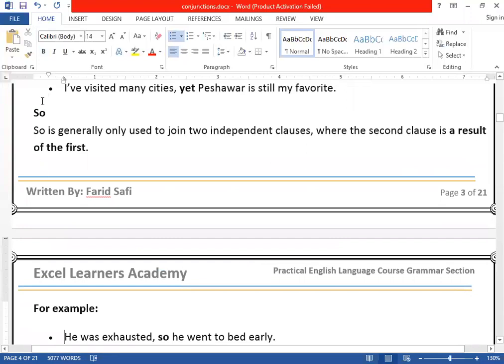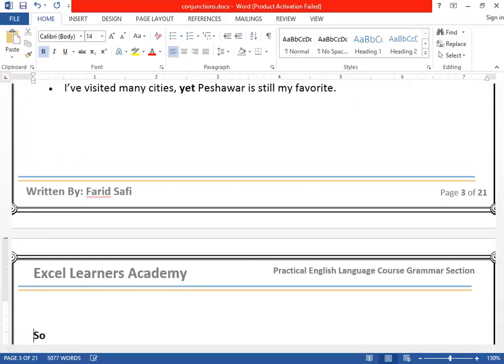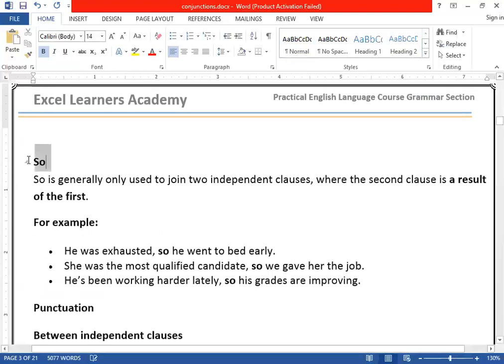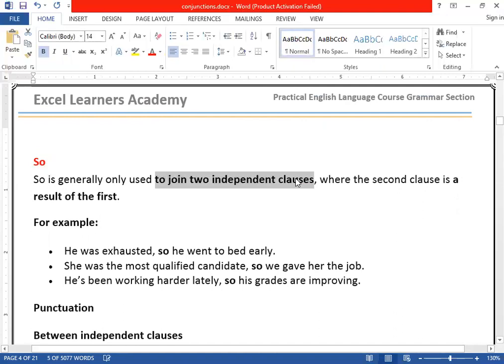The last one we have is the coordinating conjunction so. So is generally only used to join two independent clauses where the second clause is a result of the first one. It gives us a result. Clear? It gives us a result. Let's take an example: He was exhausted, so he went to bed early.